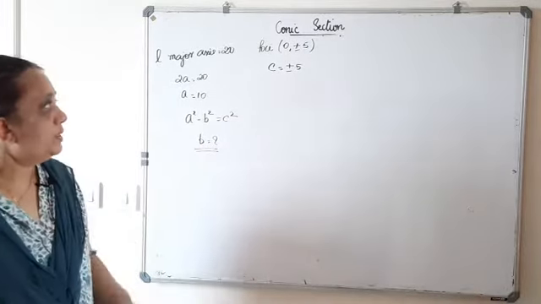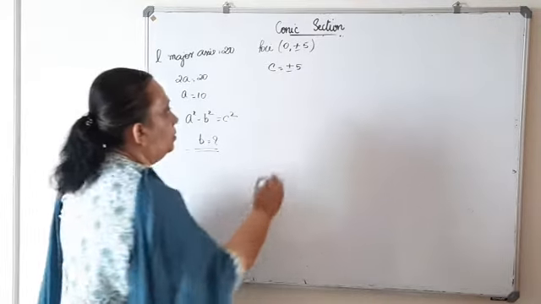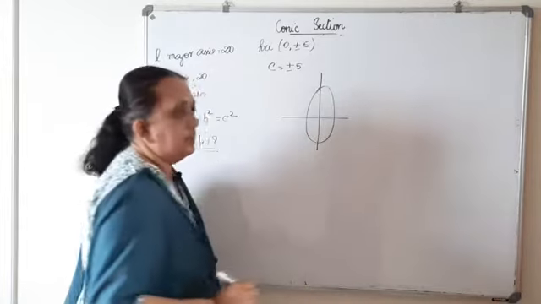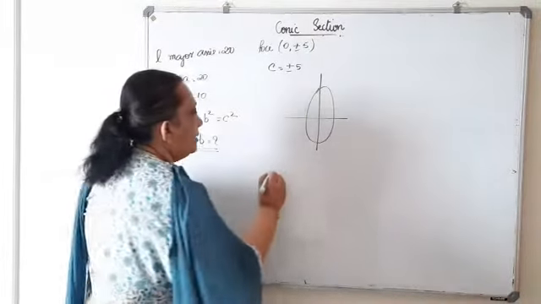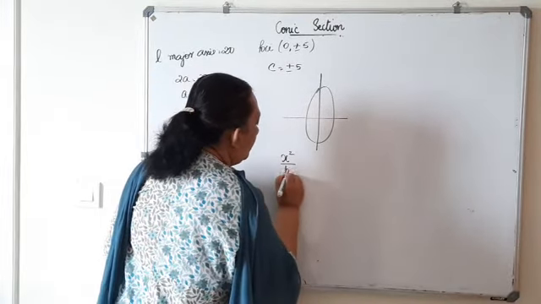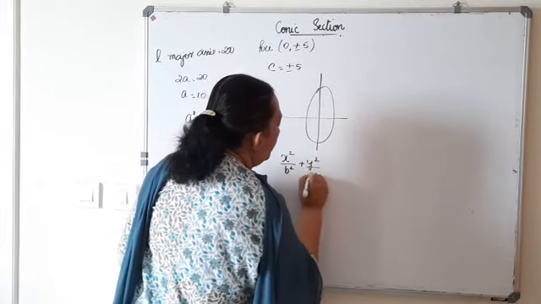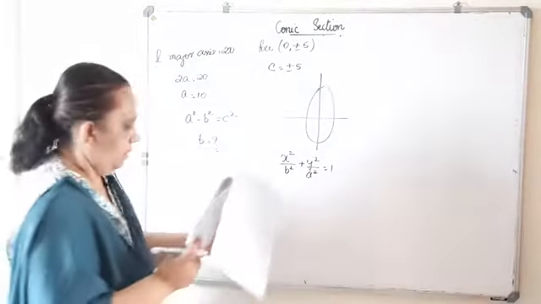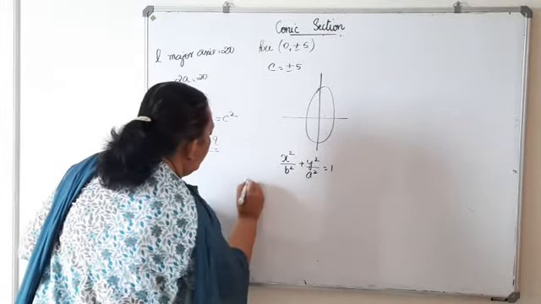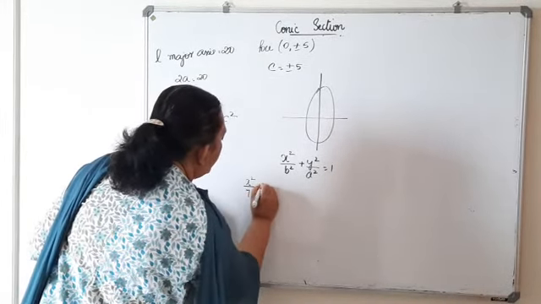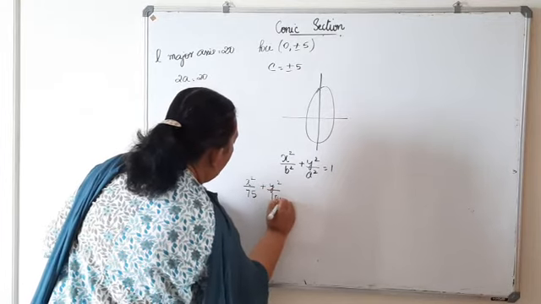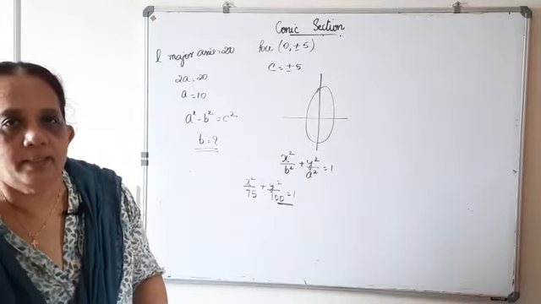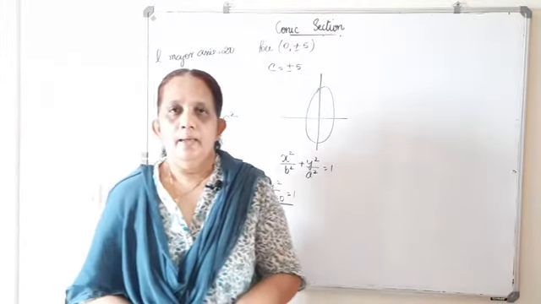And foci is 0, plus or minus 5, so the foci is on the y-axis. On the y-axis, the form is x squared by b squared plus y squared by a squared is equal to 1. And the answer you get is x squared by 75 plus y squared by 100 is equal to 1. Try to do this question as an assignment. I hope everything is clear to you.